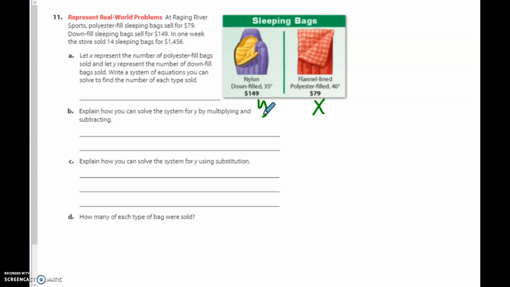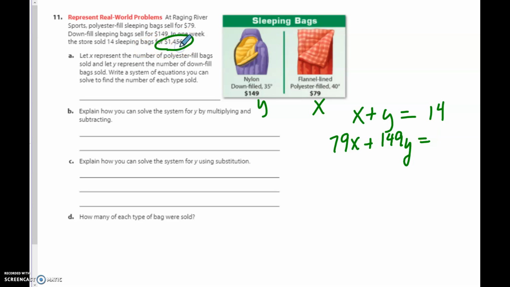So write a system that we can get. Well, we know that there was a total, X plus Y. The total number of bags sold was 14. And then we're going to have 79X plus 149Y, and how much total money did they make? It was $1,456. All right, so now we have our two equations.